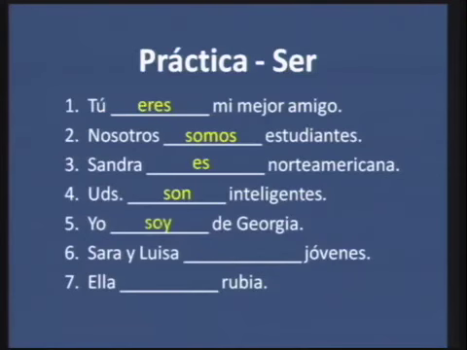Yo soy de Georgia. I am. Sara y Luisa is 2 females, so that's like ellas, they, the feminine they. Ellas son jóvenes. They are young. Son jóvenes. Ella es rubia. She is blonde. Ella es rubia. ¿Preguntas? Continuemos.